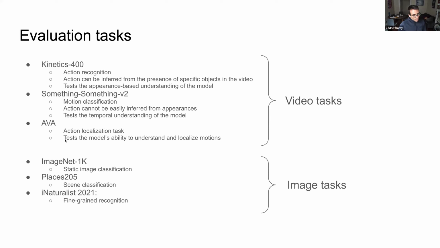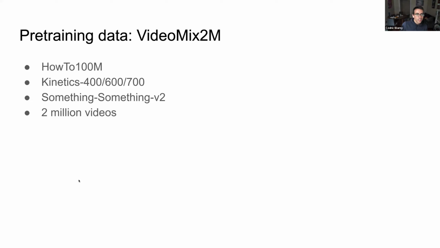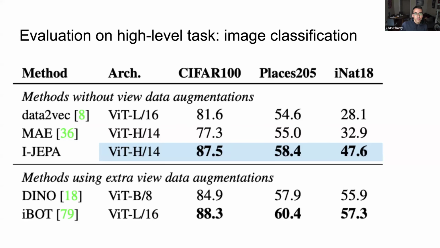And it tests the model's ability to understand and localize motions. ImageNet, everyone knows what the task here is. Places, and all these are classification tasks, essentially. Those are the same tasks that we looked at for I-JEPA.